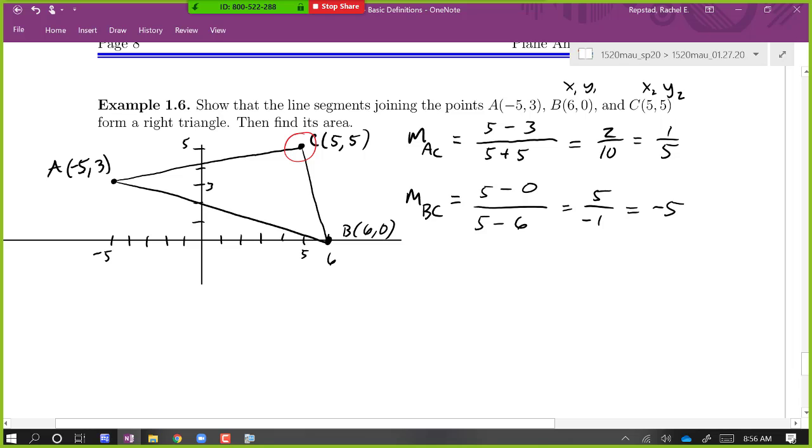Are these lines perpendicular? Yeah, they're different signs, and they're reciprocals of each other. So opposite and reciprocal. So we have a right triangle.